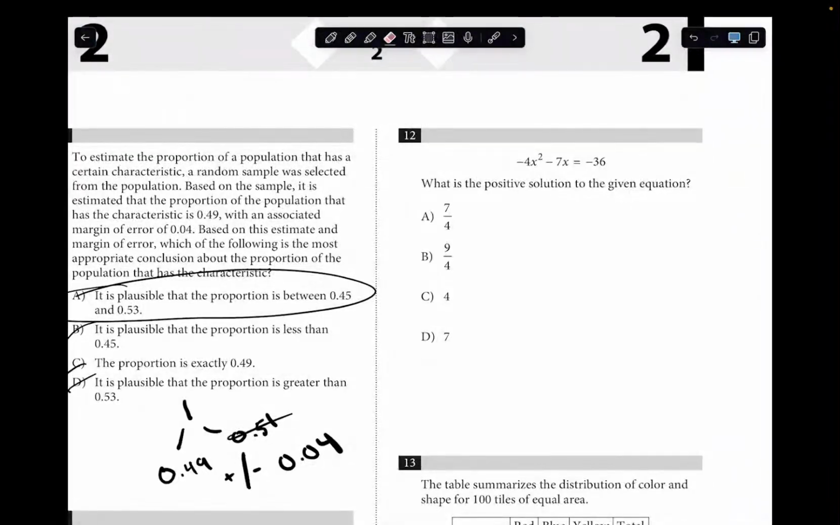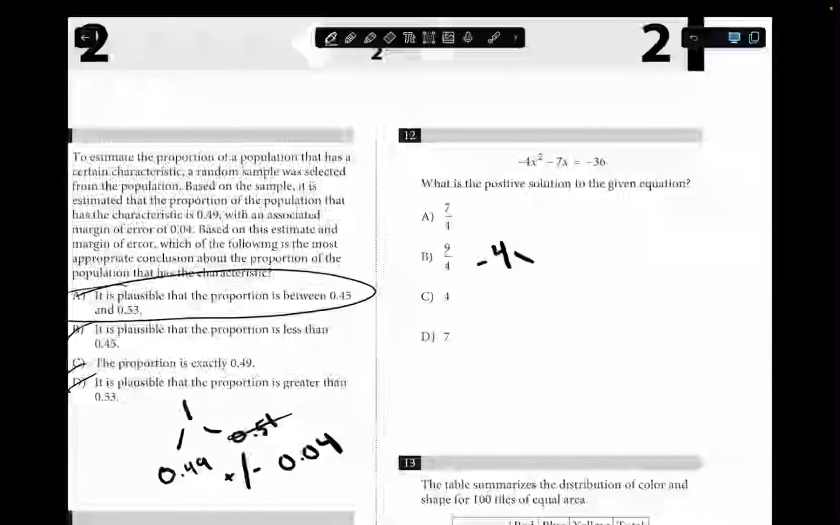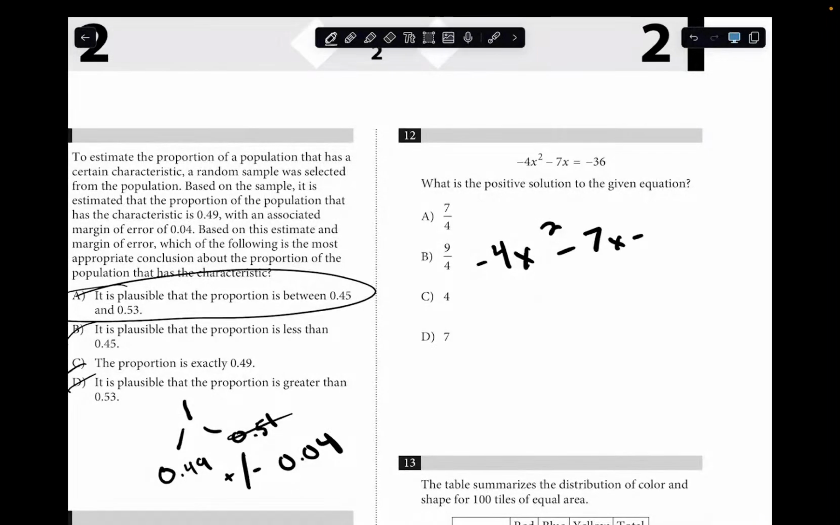This is what I did. I moved it all over and made it into 0. So then you have positive 36, and then you multiply this with it. Okay, so what you did was you took negative 4x squared minus 7x plus 36 equals 0. And then I multiplied negative 4 times positive 36. I got negative 144.